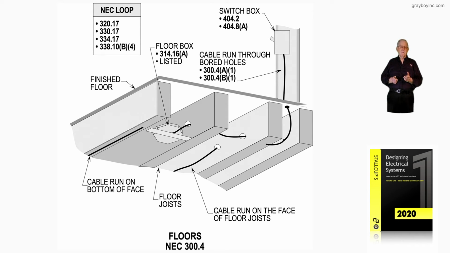The floor box is naturally installed in accordance with 314.16(A) and is a listed item, floor box type item. It might be for a receptacle. It might be for any reason. We're just showing that it is a floor box. And then notice the cable is run on the bottom of the surface, or on the side, or through the holes, which is permissible.